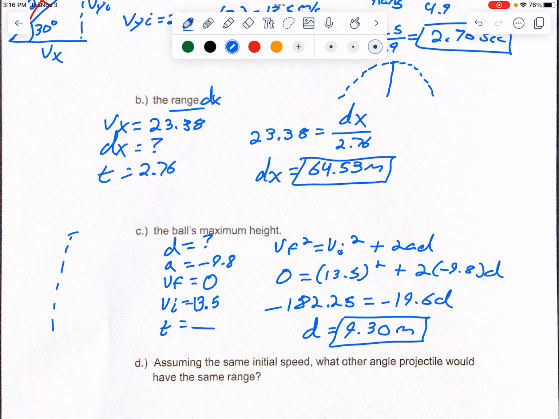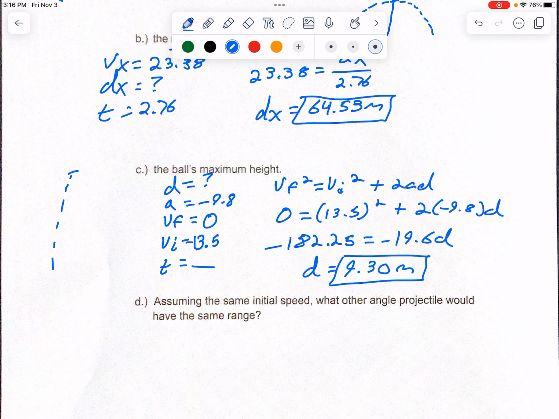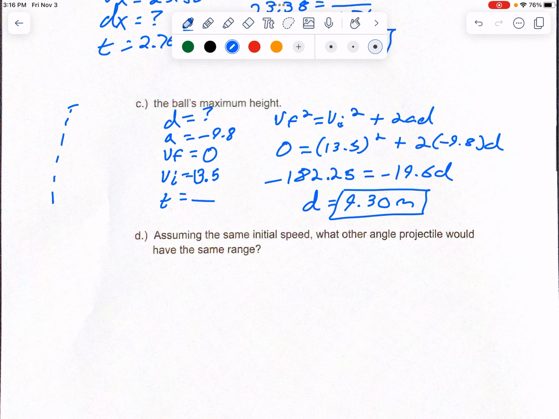That's it. D, assuming the same initial speed, what other angle projectile would have the same range? Okay, if you want them to land in the same spot, they have to add to 90.